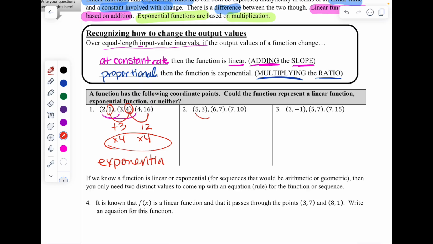Okay, same thing here. 5, 6, 7, so x's are increasing by 1. So 3 to 7 is adding 4. 7 to 10 is adding 3. So what do we see here? Is this linear? No, but it's also not multiplying the same number, so this is a neither. Okay, and then here, if I look here, 3 to 5 to 7, so this is adding 2 every time. Now if I look at this, are we adding the same amount or multiplying? Negative 1 to 7 is adding 8, and 7 to 15 is also adding 8. Because we're adding both times, is it adding the same amount? Yes, it is, so this is linear.